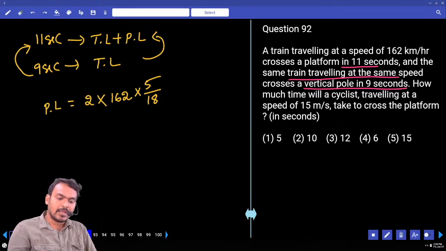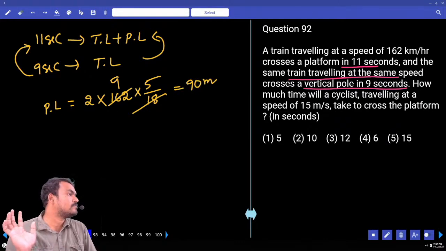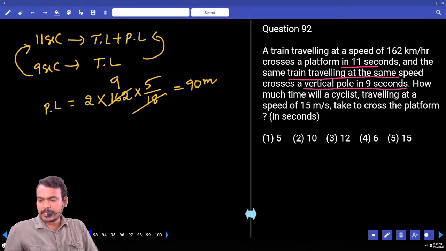Platform length. 18 how many times? 9 times or not? 2 9s are 18. 18 5s are how much? 90. That 90 will be platform length or not? Yes or no? Next, what is the question here?